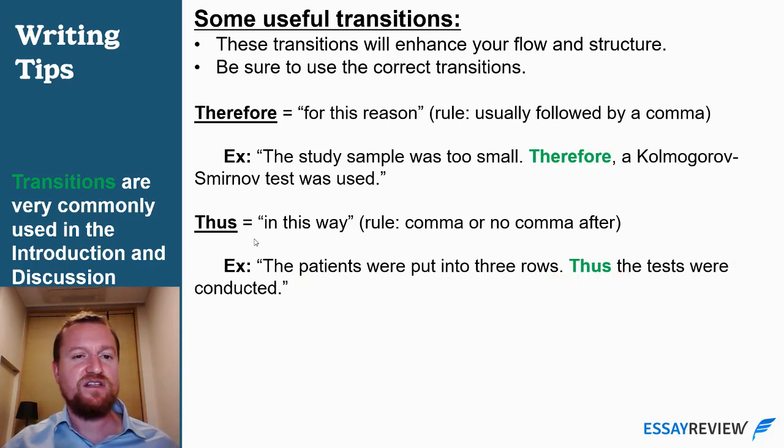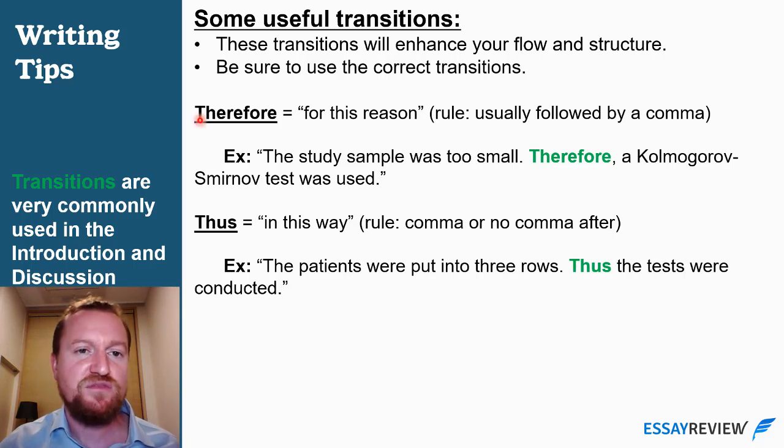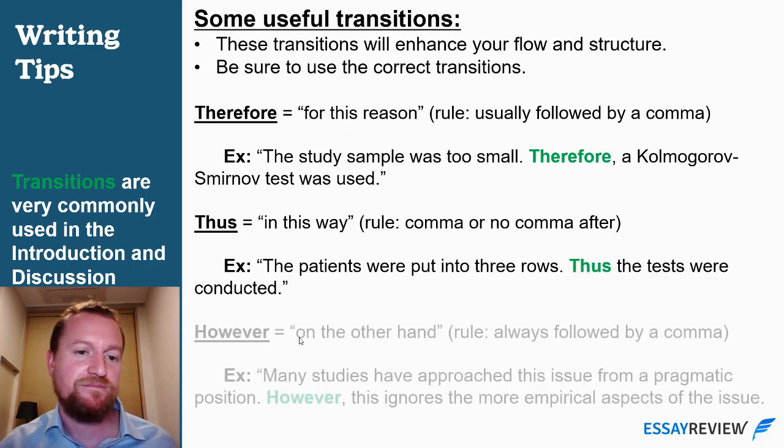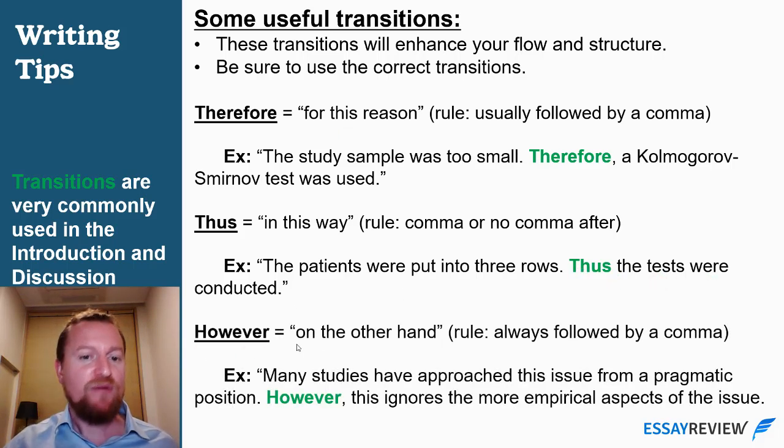Thus is often used to stand in for therefore, but it has a slightly different meaning. It means in this way rather than for this reason. So in this way, the tests were conducted. However means on the other hand or but, and it is always followed by a comma.